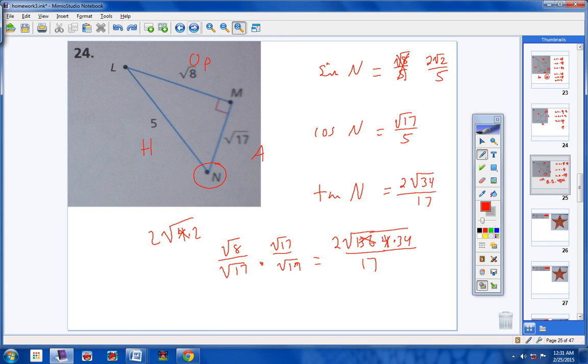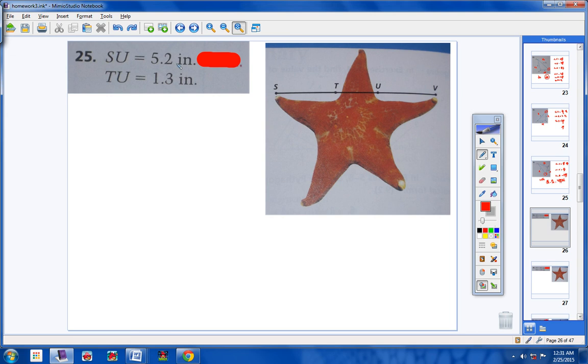Alright, moving on to numbers 25 through 29, or 28. Now these problems here are really simple. I'm going to go through these pretty fast, okay? What they tell you in the directions, if you look in your book, it says this. Now listen carefully, okay? It says in the book, the geometric mean of SU and TU is ST. So ST is your geometric mean, okay?